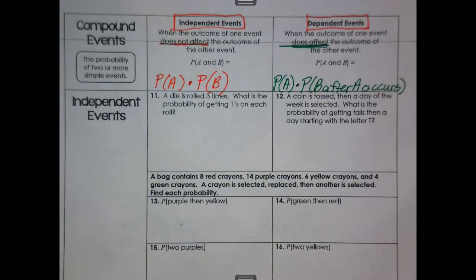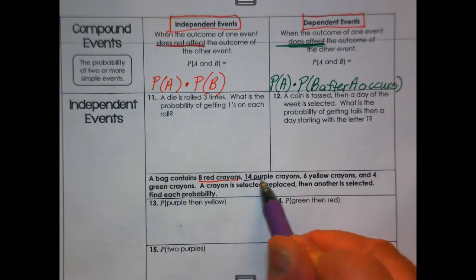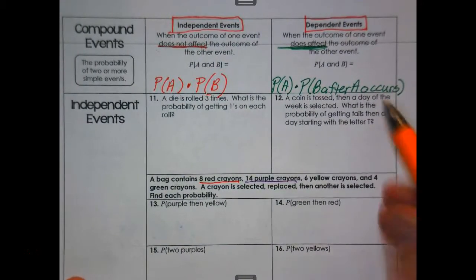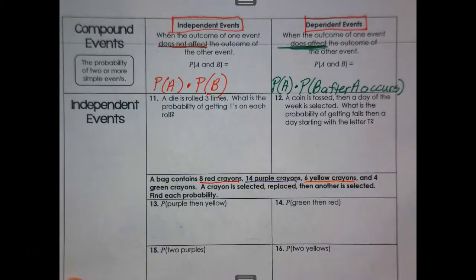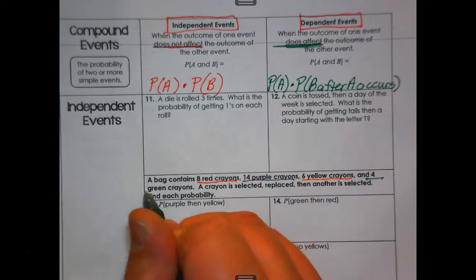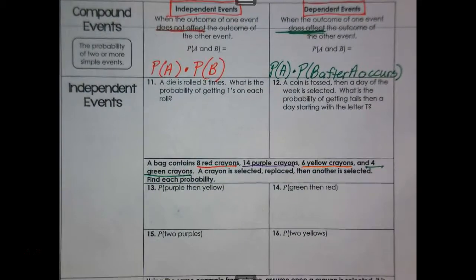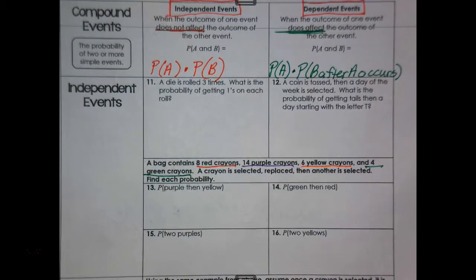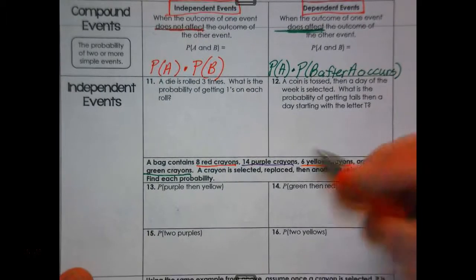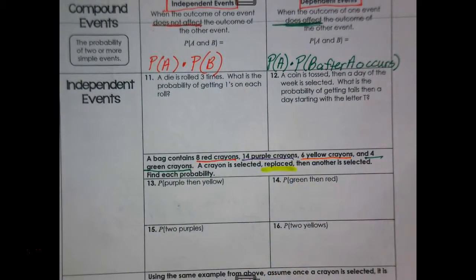Okay, independent events. So we're just going to multiply these two. We have 8 red crayons, 14 purple crayons. I don't have the yellow ink, so I'm using orange. 6 yellow crayons, 4 green crayons. Okay, a crayon is selected, replaced, so that's why these are independent. This little word right here, replaced, tells us it's independent.